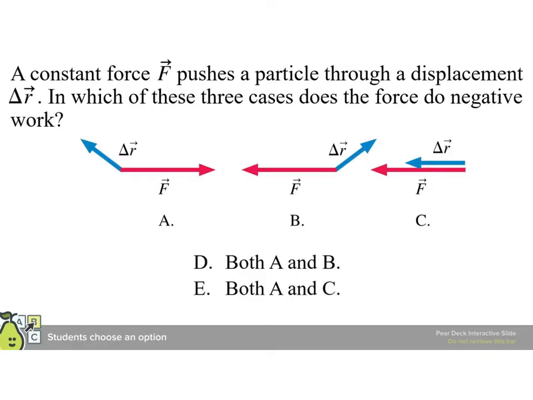So, a constant force F pushes a particle through a displacement delta r. In which of these cases does the force do negative work? Here we have the force pointing rightward and delta r pointing that way. Or the force is pointing leftward and delta r is that way. Or the force points leftward and delta r is also leftward. We also allow the possibility that it is negative in A and B, or negative in A and C.